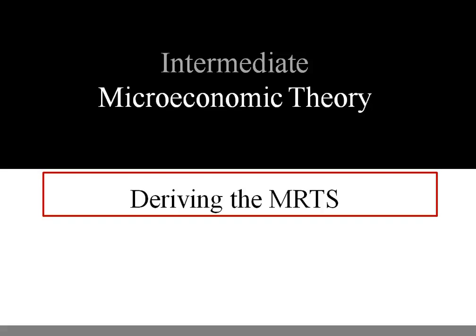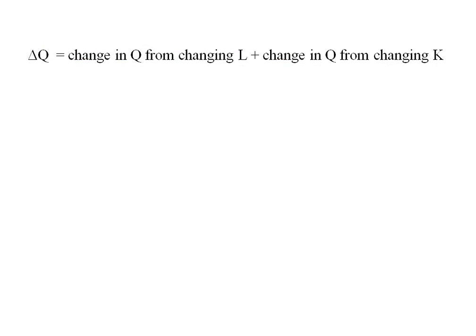Let's derive the marginal rate of technical substitution. Let's start with delta Q, which we can decompose into the change in Q from changing L and the change in Q from changing K. So the change in Q from changing L will be delta L, how many units we change L by, times the marginal product of labor, the incremental change in output from changing labor by 1 unit.